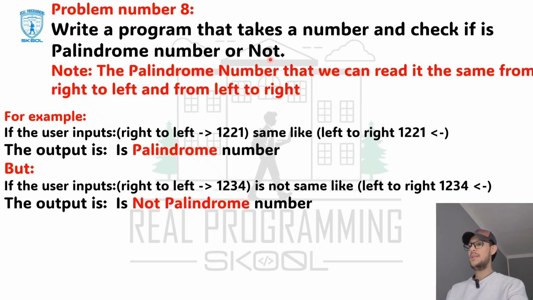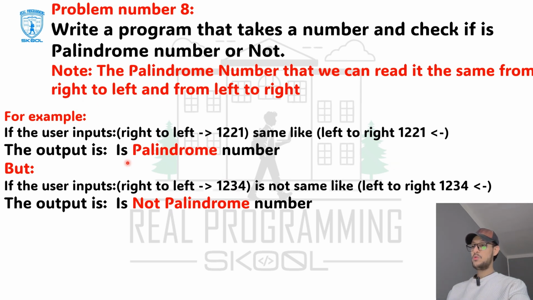So note the palindrome number is one that we can read the same from right to left and from left to right. For example, if the user inputs 1221, we read it from right to left, 1221, the same as left to right, 1221. It is the same when we read it from both sides. It will give us the same numbers.